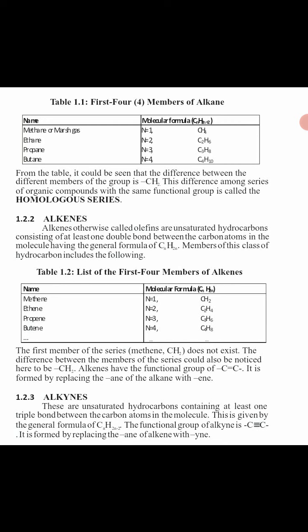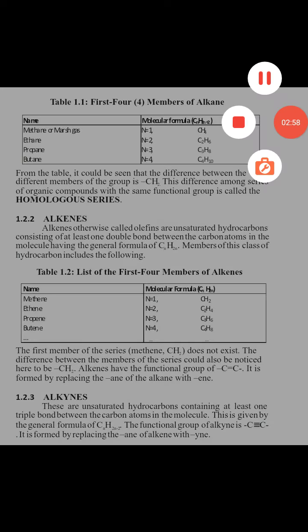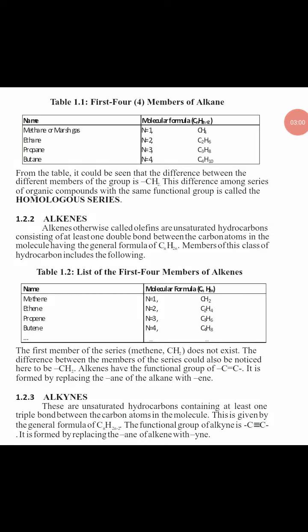So a functional group is a radical attached to organic compounds that specifically determines the chemical properties of that compound. As we go on, we'll see more analysis on the functional group. Let me just give the definition. That's the meaning of a functional group. So the difference among series of organic compounds with the same functional group is called the homologous series.